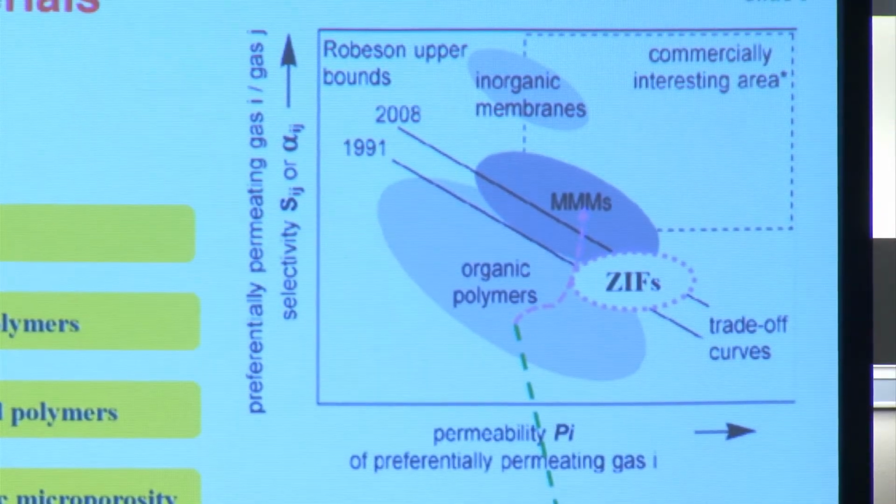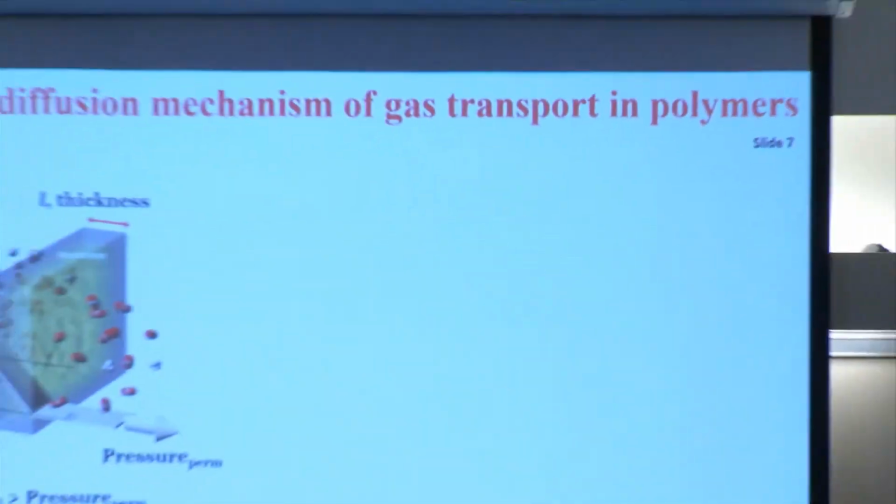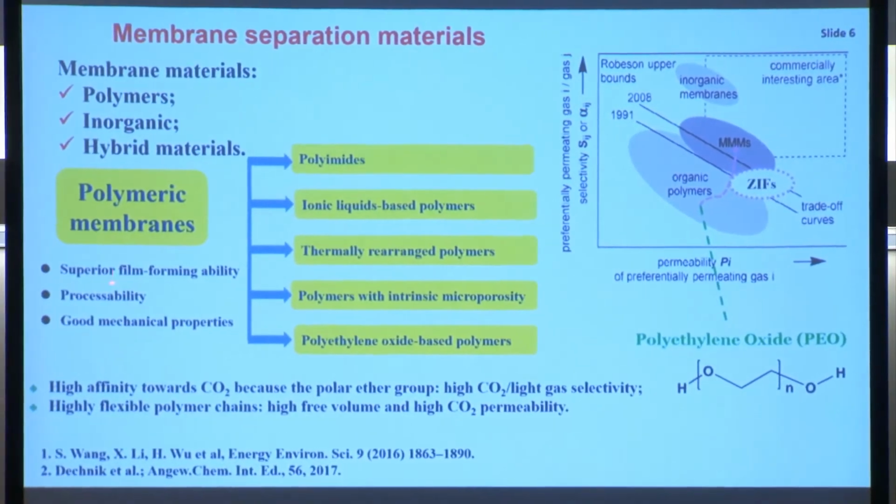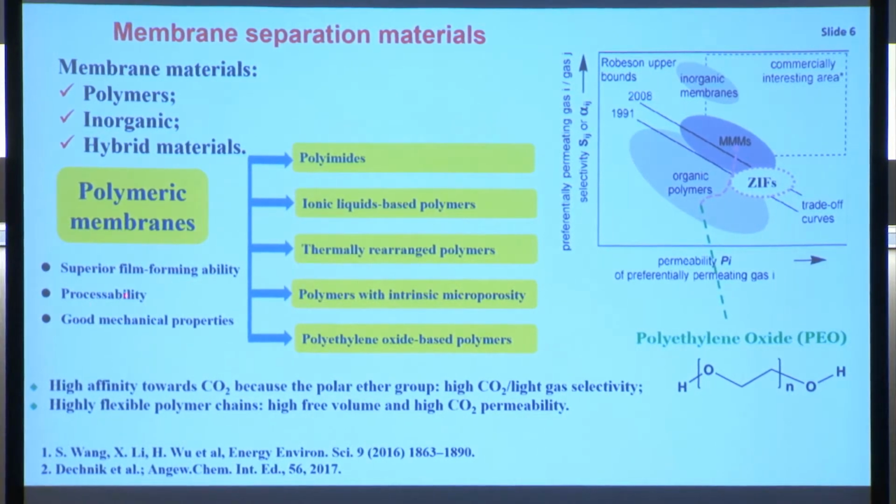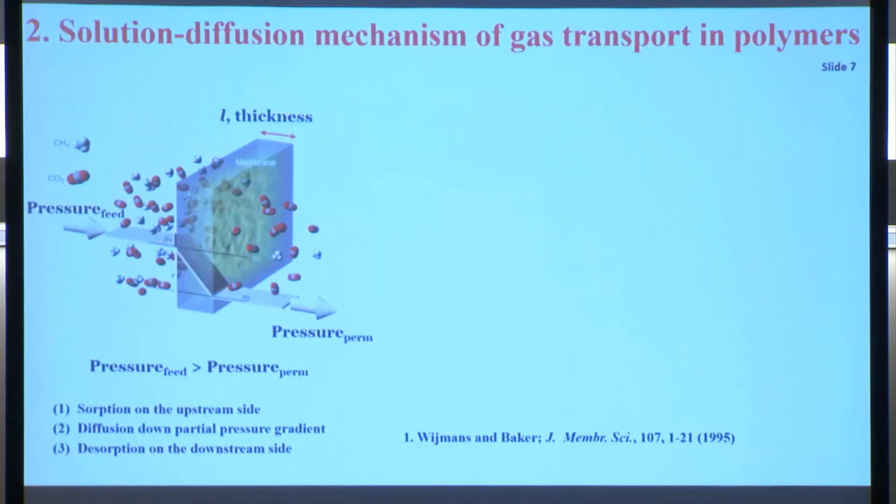These polymer membranes have some advantages. They have superior film formability, good processability, and mechanical properties. The CO2 has a high affinity in the membrane because of the polar ester group, and this material also has highly flexible polymer chains. It has high free volume and high CO2 permeability. So this is the solution diffusion mechanism of gas transport in polymers.